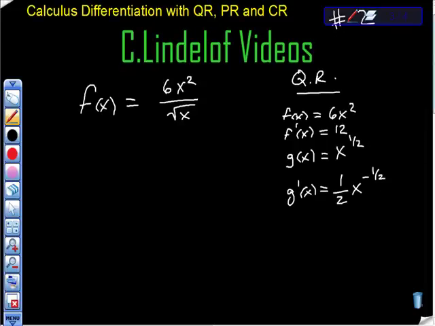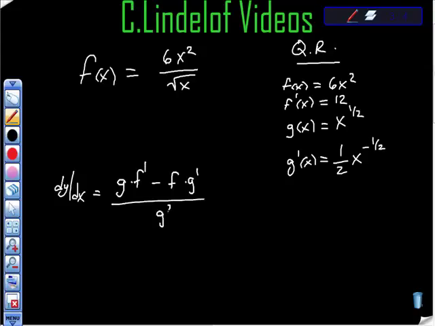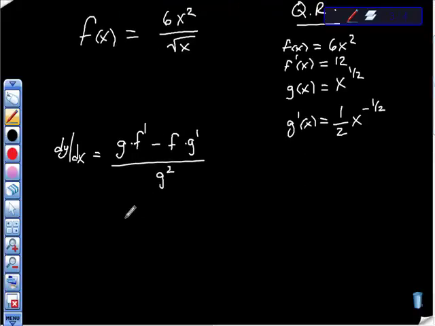So there's this. And then I'm going to start building out my quotient rule. The quotient rule says that dy/dx of a quotient of two functions is equal to g times f prime minus f times g prime, all over g squared. So that's what I'm going to build. I'm going to start doing my derivative, just taking my pieces. g of x is equal to x to the 1/2. f prime should have been 12x, right? So g times 12x, and then this negative sign is this one.